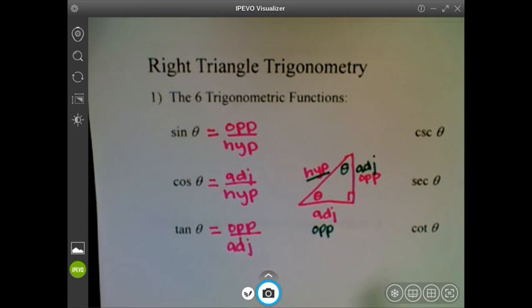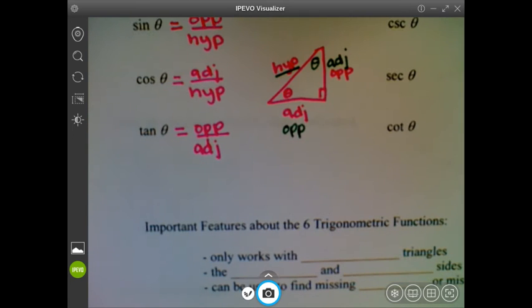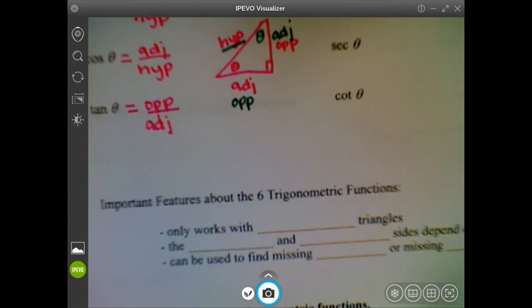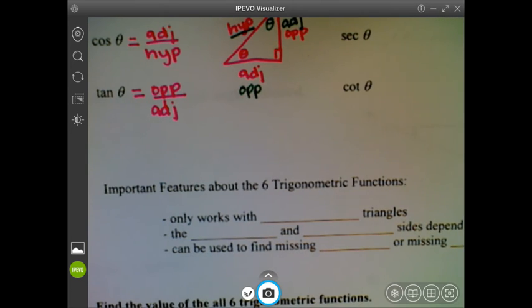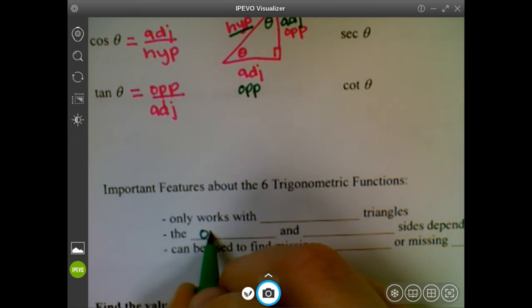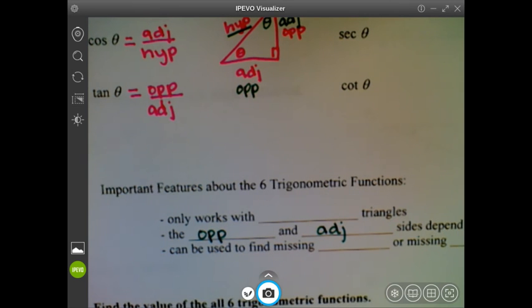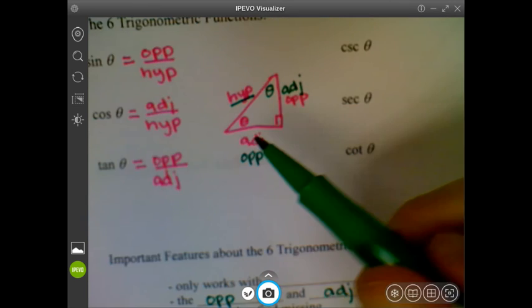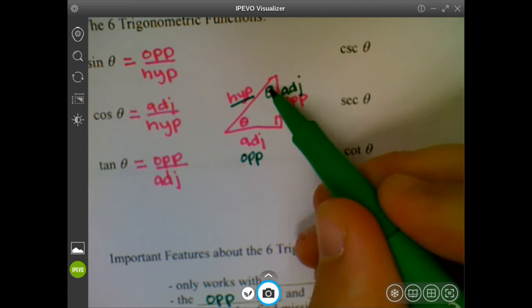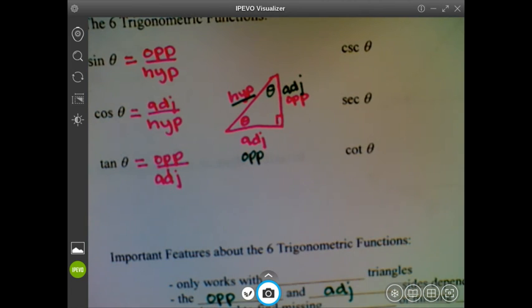One of the important features is that the opposite and the adjacent sides depend on which angle you're going to use. So if you're using this angle, you have opposite, adjacent; this angle, opposite, adjacent. It just is going to depend.